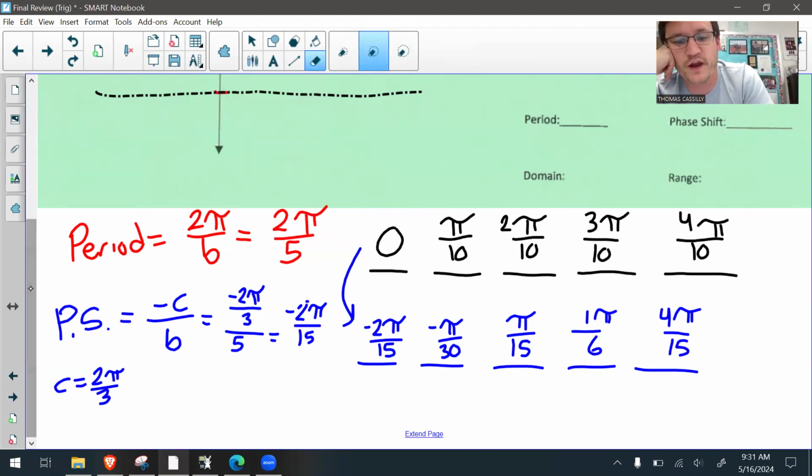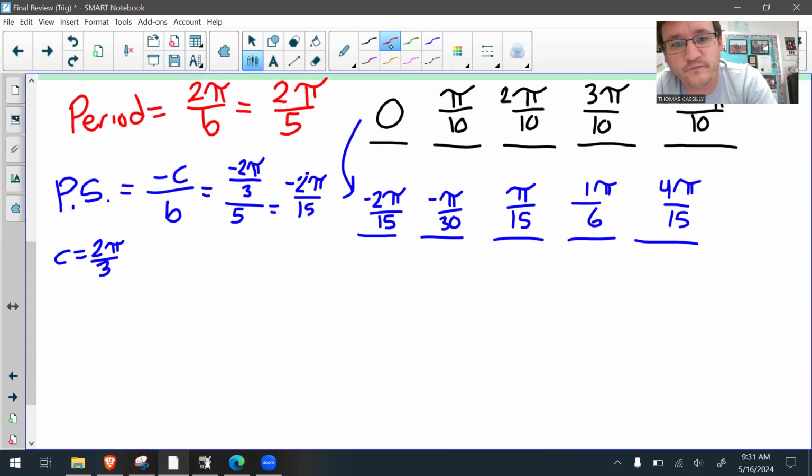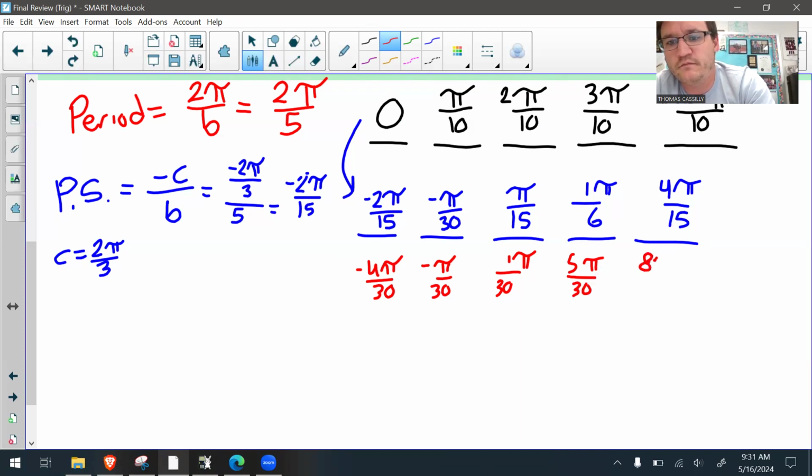to unreduce these fractions and make them all look like common denominators, then you'll see that they actually do follow a pattern, right? This next one, this is really negative 4 pi over 30. This one's negative 1 pi over 30. This one is positive 1 pi over 30. This next one, if you multiply them both by 5, you get 5 pi over 30. And then the last one gives us 8 pi over 30.